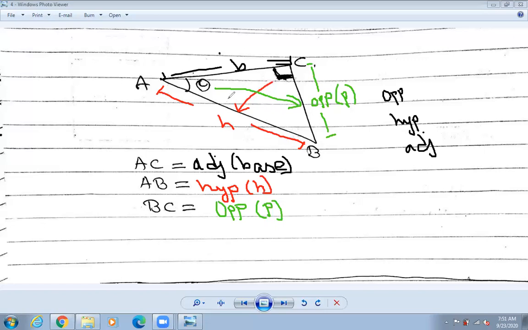So I hope you are understanding it. The opposite of the reference angle is called opposite or perpendicular. The opposite of 90 degrees is called hypotenuse, or H, the short form of hypotenuse. And if the side has both the 90 degree and the reference angle together on the same side, then that is called base. And this base is also called adjacent, ADJ, adjacent.